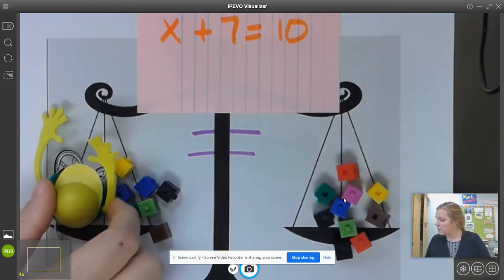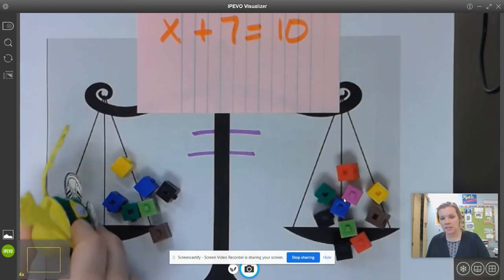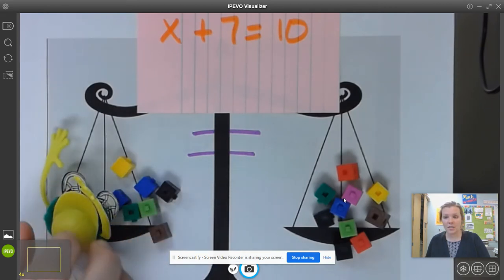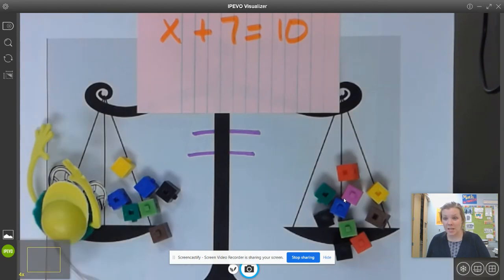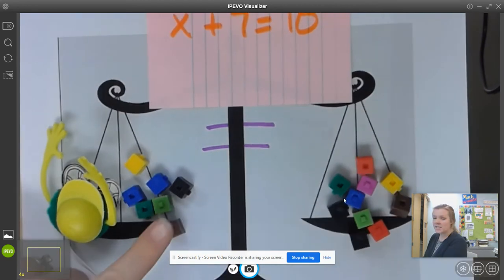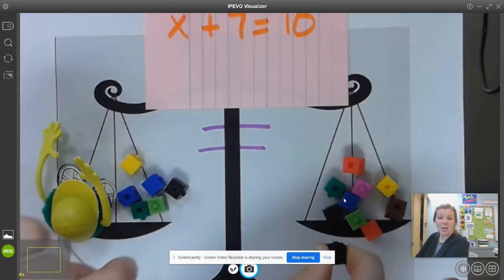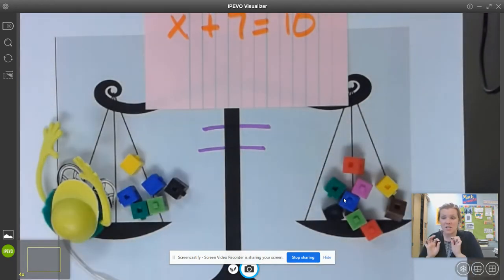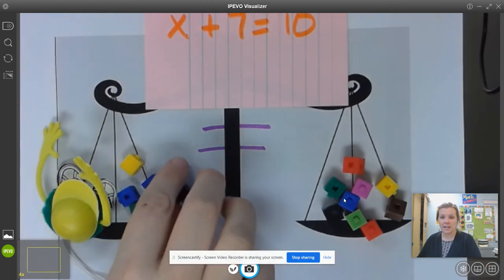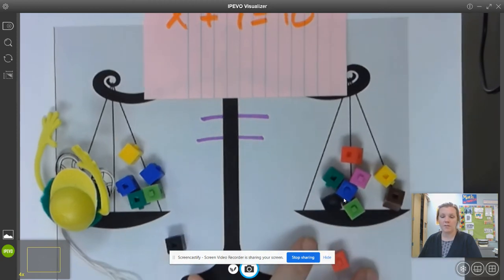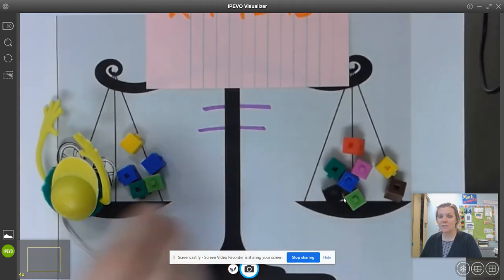And if I want to know how much this little guy weighs, I don't want any blocks with it. And so what I can do to keep my scale balanced is if I take one block from this side and I take one block from this side, like taking one from both doesn't change the answer. So I can take those two away. And I can do it again. I can take one block from this side, the left, and one block from the right, and my scale stays balanced.